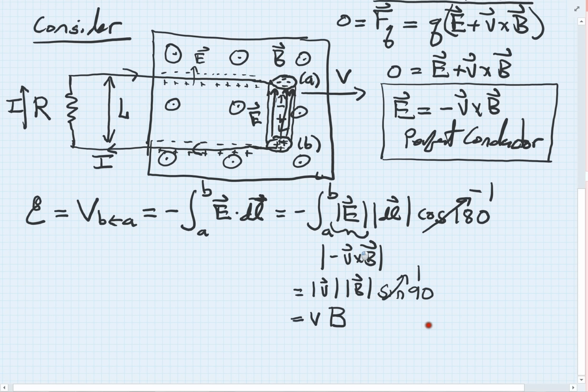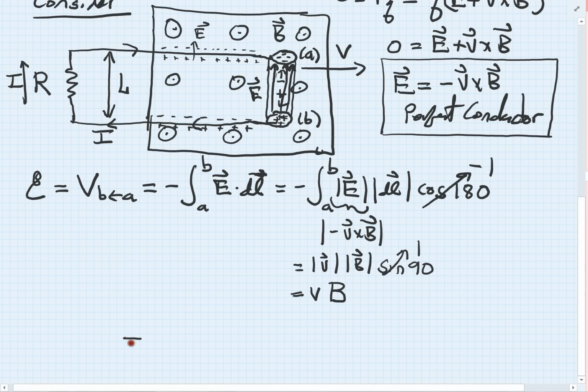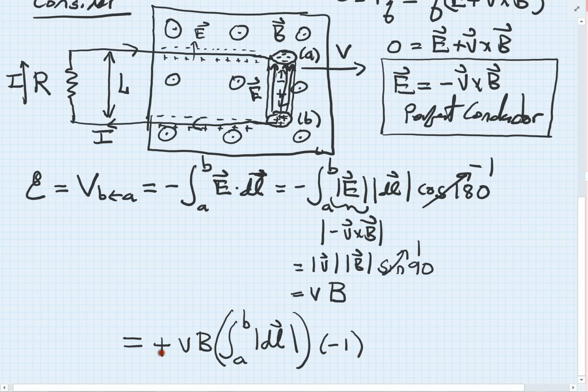So we've got quite a bit going on here. Let's try to tidy all of this up. There was an outside minus sign. There's this factor of V times B, which are constant, so I can pull those out of the integral. So there's going to be a factor of VB. What's left inside the integral is the integral from A to B of the magnitude of the little displacements dl. And then there was the factor of minus 1 from the cosine. Those minus signs, of course, cancel.